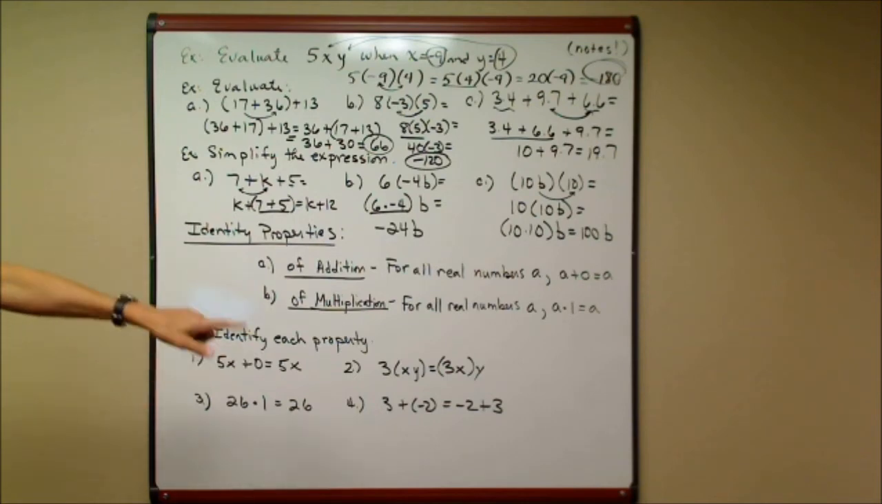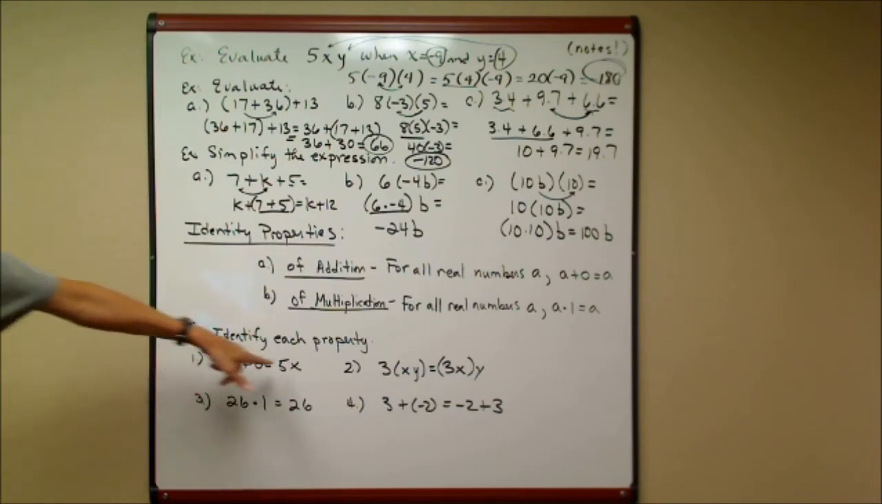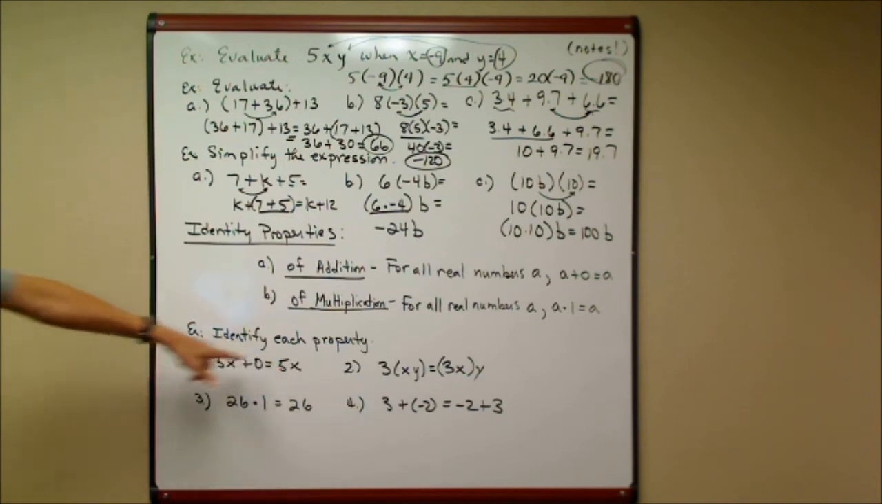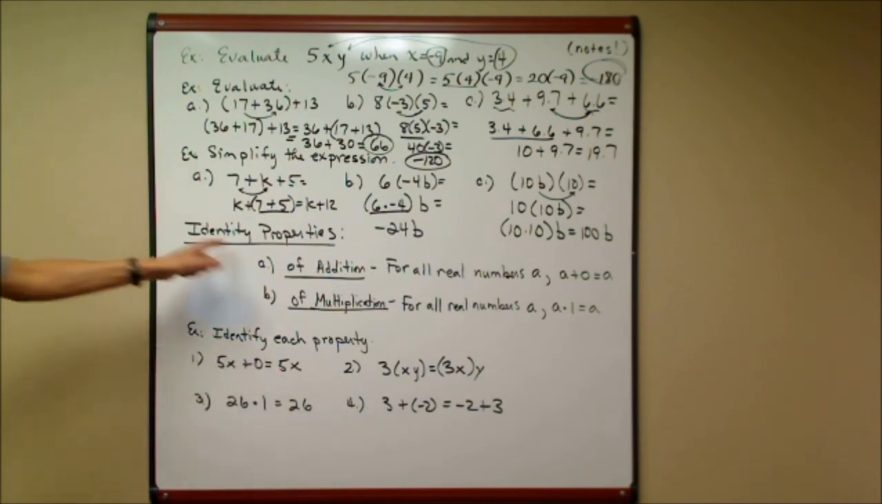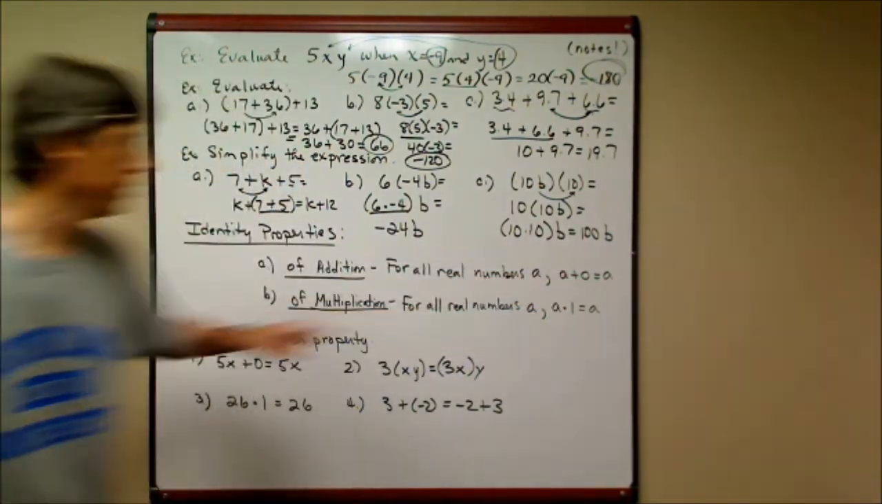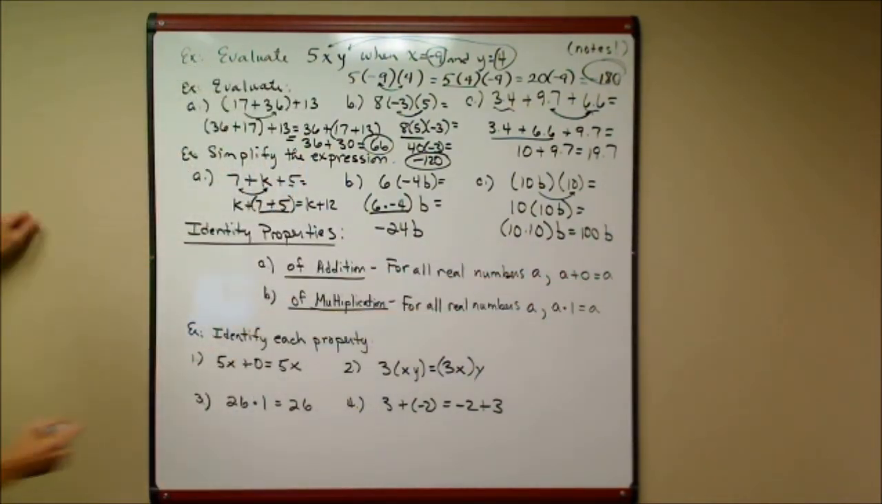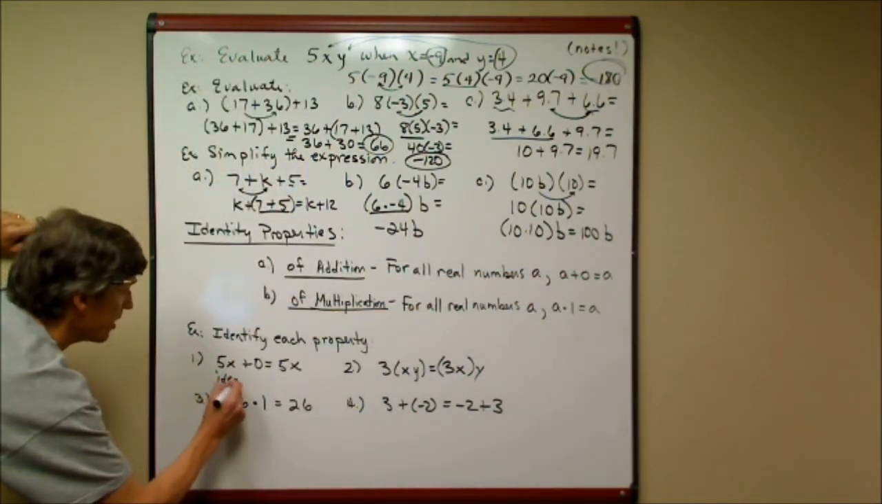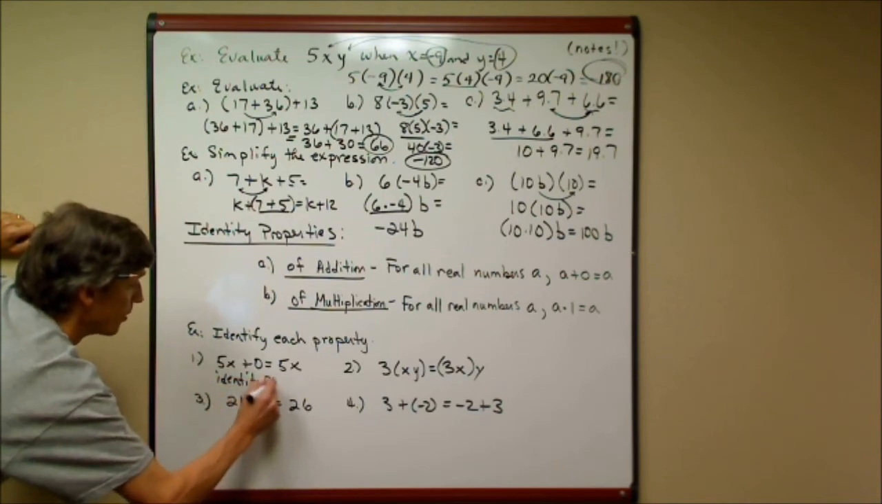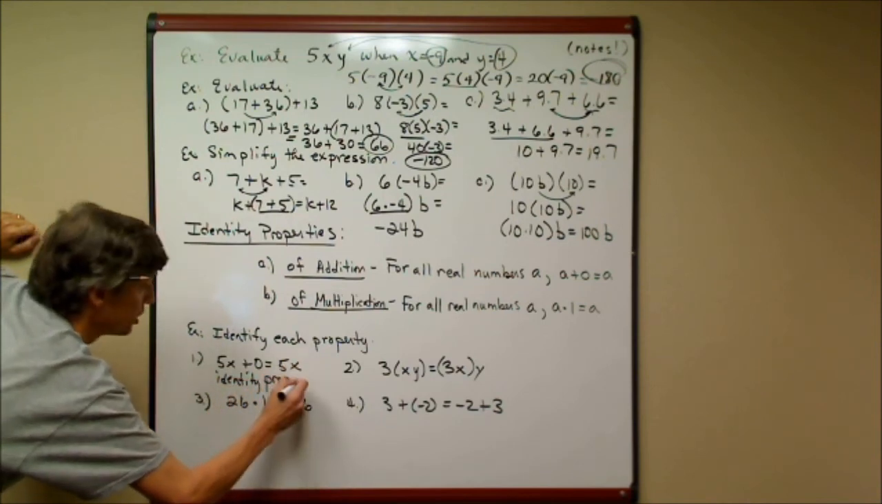But now I have 4 examples of properties, and I want to identify which property this is. This is very similar to the type of problem on properties you might see on the proficiency test. So in the first one here, I have 5x plus 0, and I get 5x. I'm adding 0 to a number, and I'm getting that number right back, or in this case, the expression 5x right back. Well, that looks like the one I just discussed. You're adding 0 to a number, you get it right back. That is the identity property of addition.